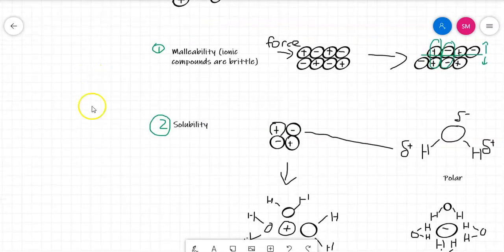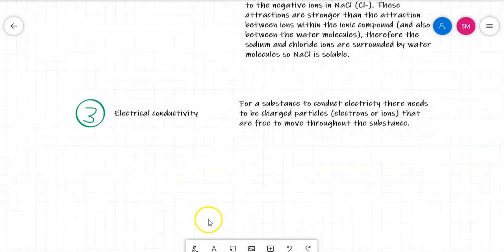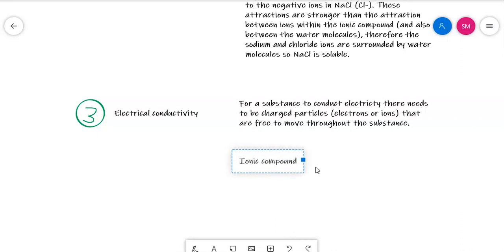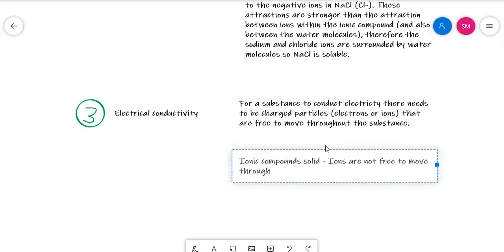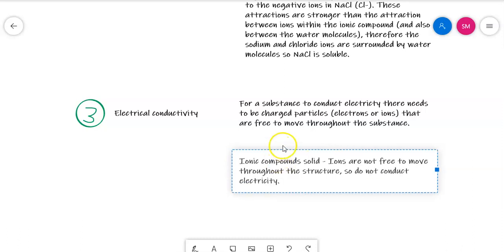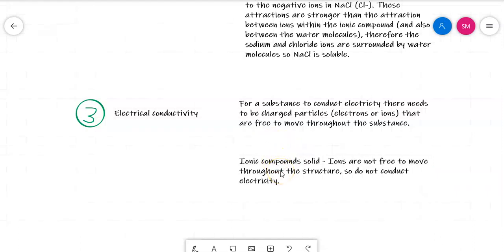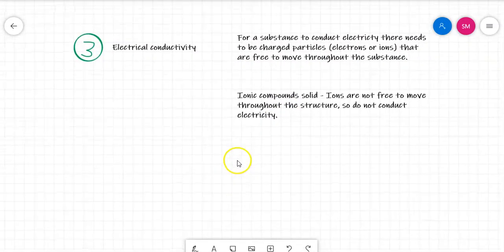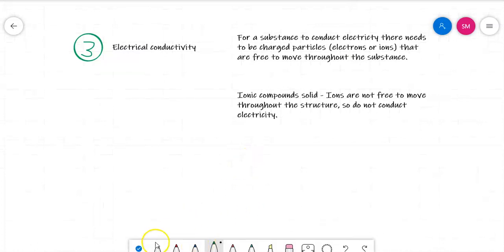So when we're talking about an ionic compound as a solid, the ions are not free to move. So ionic compounds, when they're solid, do not conduct electricity. But we can find ionic compounds in different states. For example, we could melt an ionic compound. Ionic compounds, we'll find out, have high melting points, but they can be melted.